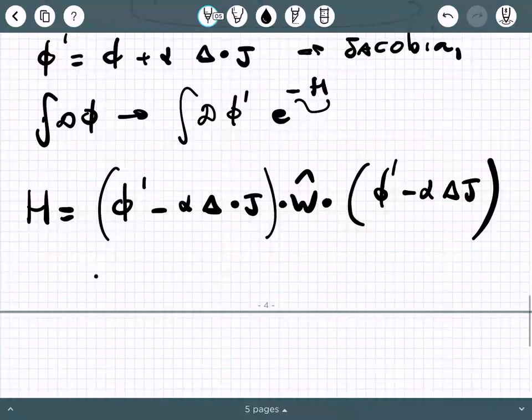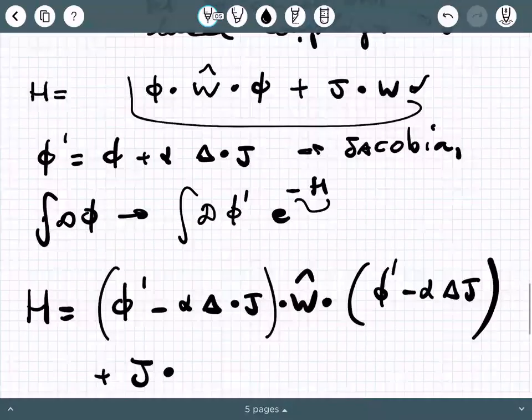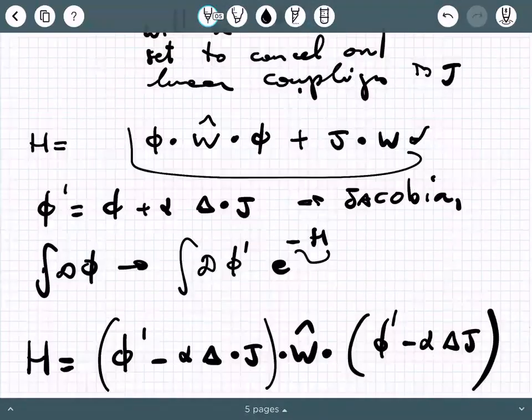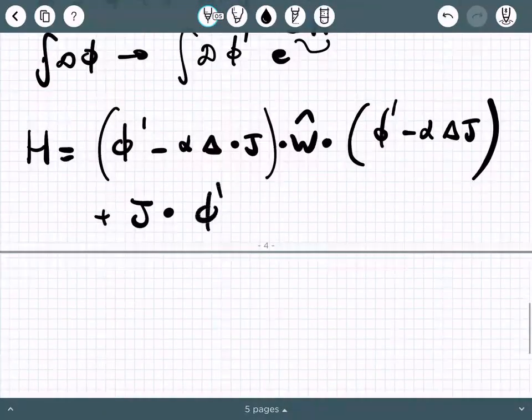And then plus J, sorry guys, this is J phi, of course, not J omega. It's the linear coupling to the field right here. There was a typo. Plus J phi prime minus alpha delta cross J.